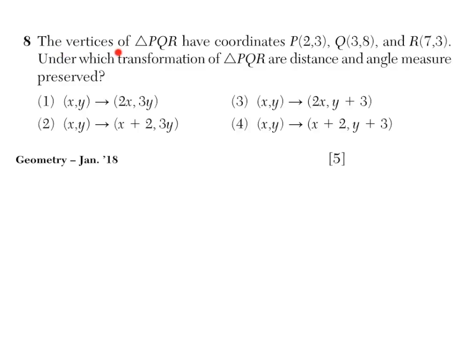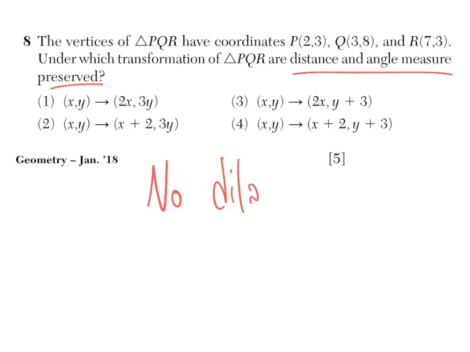Question number 8 says, the vertices of triangle PQR have coordinates (2, 3), (3, 8), and (7, 3). Under which transformation of triangle PQR are distance and angle measure preserved? All right, that is really important. If distance and angle measure are preserved, then what we do not want is a dilation, because distance and angle measure would not be preserved. So we don't want any dilations. Let's take a look at our options.